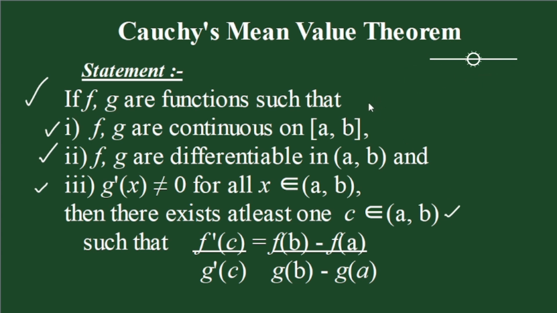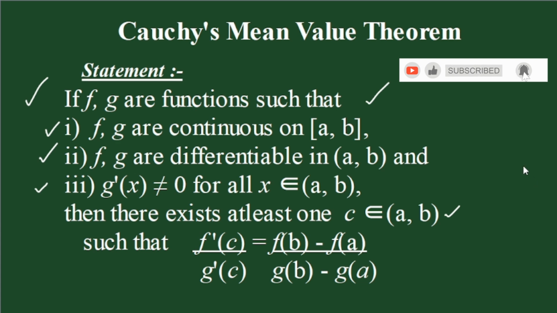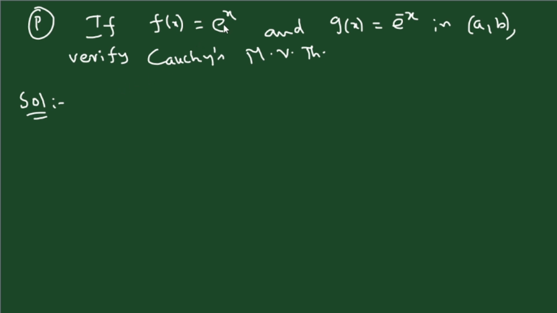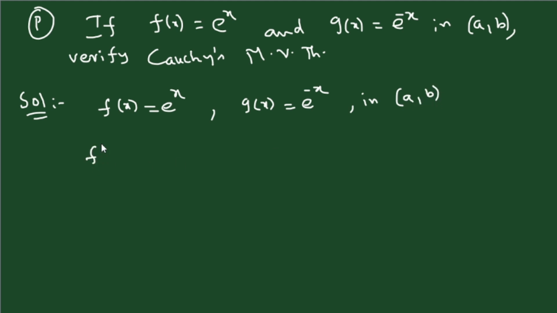So what is required here is that you should be given two functions f and g and an interval [a, b]. Here we are given two functions e power x and e power minus x in the interval [a, b] and asked to verify Cauchy mean value theorem for these given functions. Here f of x is e power x and g of x is e power minus x in the interval a comma b. Now let us find the derivatives first.